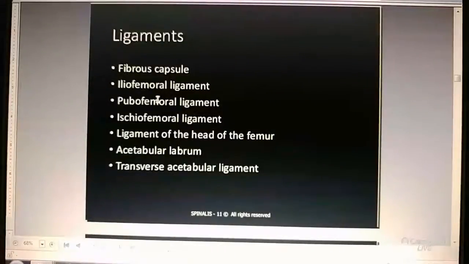First is the fibrous capsule. Second, the iliofemoral ligament, which is a strong ligament. Then the pubofemoral ligament, the ischiofemoral ligament, and the ligament of the head of the femur. Also the acetabular labrum and the transverse acetabular ligament.